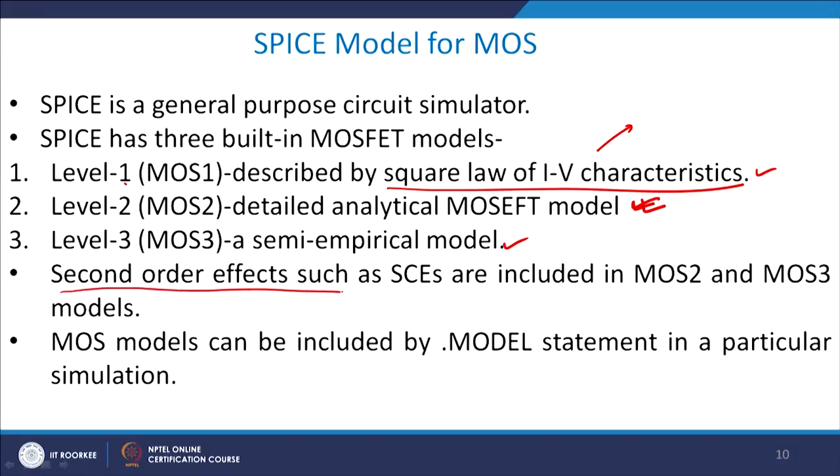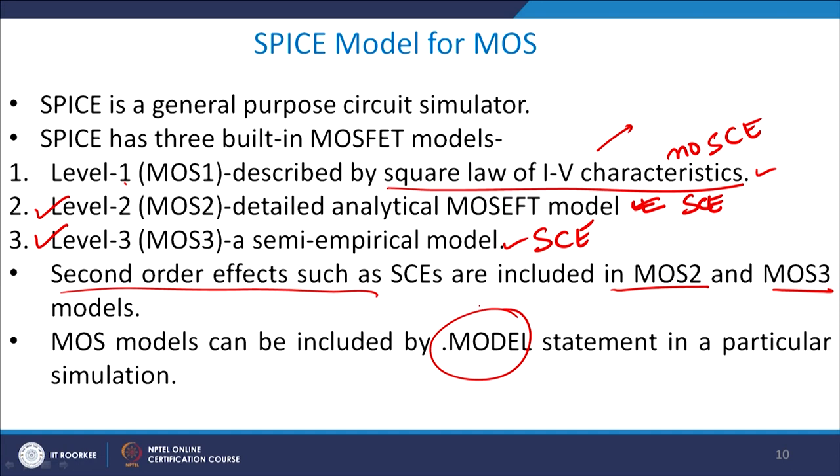All second order effects are included in MOS 2 and MOS 3, which means all short channel effects are included here. Level 1 does not have any short channel model. How do you do it? You insert a dot model statement when you do a simulation. When we give you the assignments, I will tell you how to do it, but you use a dot model statement in order to do a particular simulation, right? Let us look at the equivalent structure which SPICE uses. It is pretty interesting, and since you have now understood the various capacitance and resistive models, it will become very easy for you to understand.